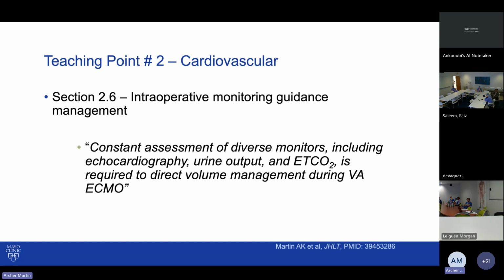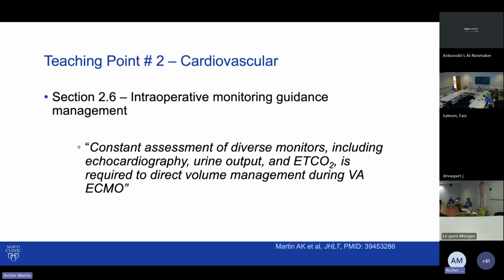What about cardiovascular? Constant assessment of diverse monitors, including echocardiography, urine output, and end-tidal CO2, is required to direct volume management during VA ECMO. This is really important because as we're examining VA ECMO in lung transplantation, if we use echo, for instance, which is one of our key monitors, and we'll talk about that, it's not going to be as accurate as we would think because we are diverting cardiac output away from the native circulation. So we need to have echo used in the appropriate context. We've had a lecture on that earlier this year within this network.